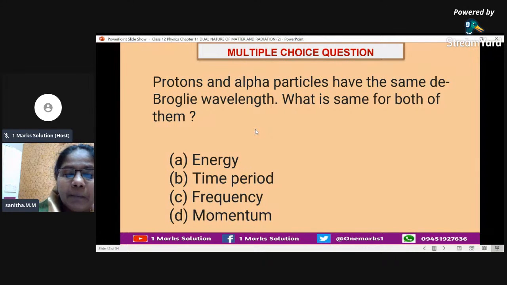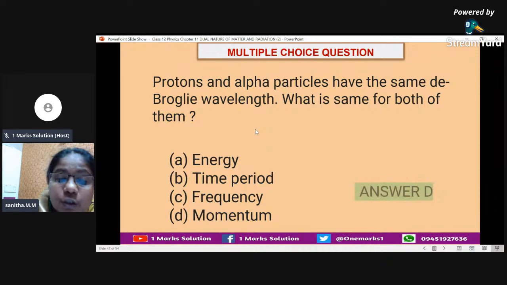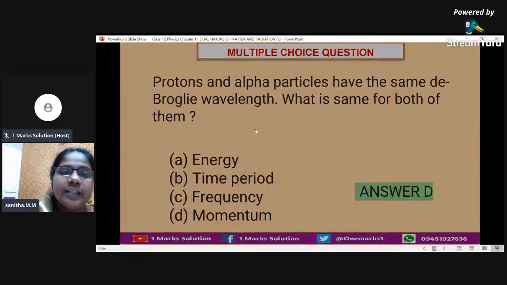What is m? Mass. Mass is different for protons and alpha particles. We know that an alpha particle has 4 times the mass of a proton. So that is not the same, and velocity is also not the same. But mass into velocity, what is that? Momentum. So momentum can be constant. Lambda is equal to h by mv: h is constant, momentum also remains constant, so the wavelength also remains constant. So the answer is option B. Let us move on to the next question.